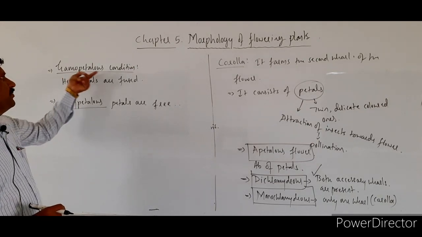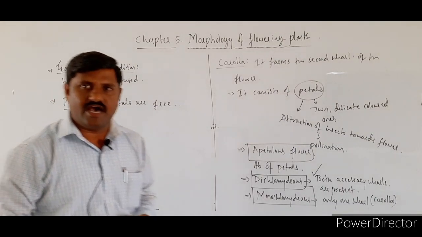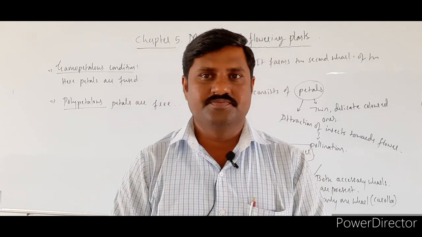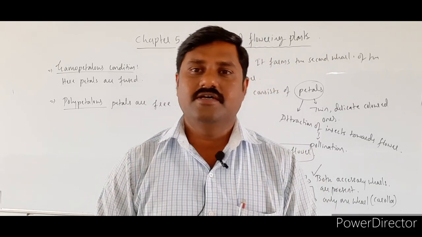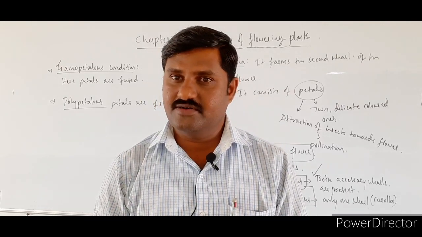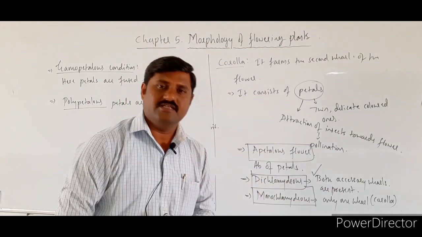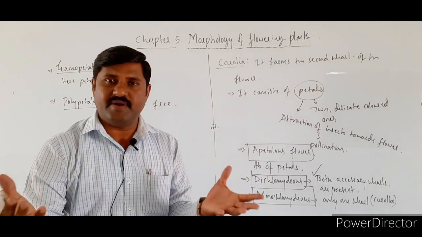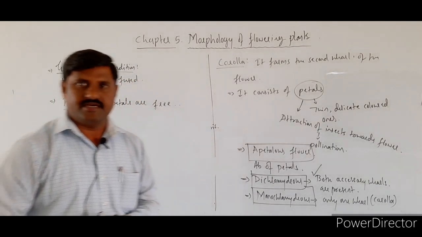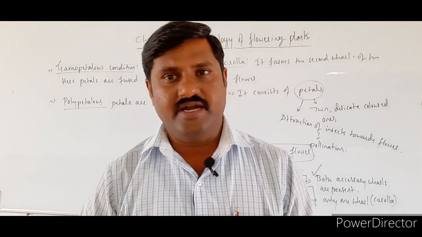Petals are free, they are not fused, then the condition is said to be polypetalous condition. Gamopetalous condition means what? Petals are fused over here. In Datura, all the petals are fused. You have gone through the structure of Datura flower, so there all the petals are fused. Then the condition is known as gamopetalous condition. So many flowers have free petals, then the condition is said to be polypetalous condition, right? So these are the conditions related with the petals itself.